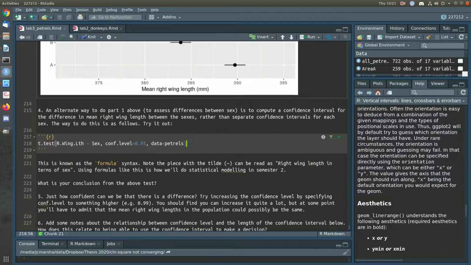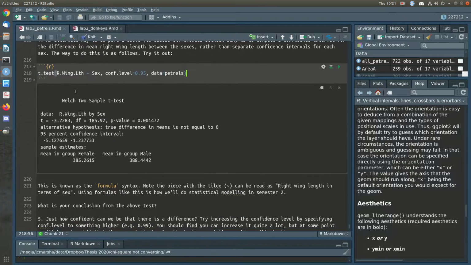So this is what this syntax here does, right? So we're t.testing right wing length in terms of sex, and it only works for two groups. Okay, and so this is the output you get. You get the mean in group 1 and the mean in group 2. So group 1 here is the females and group 2 is the males. So these numbers are exactly the same as what we had before.